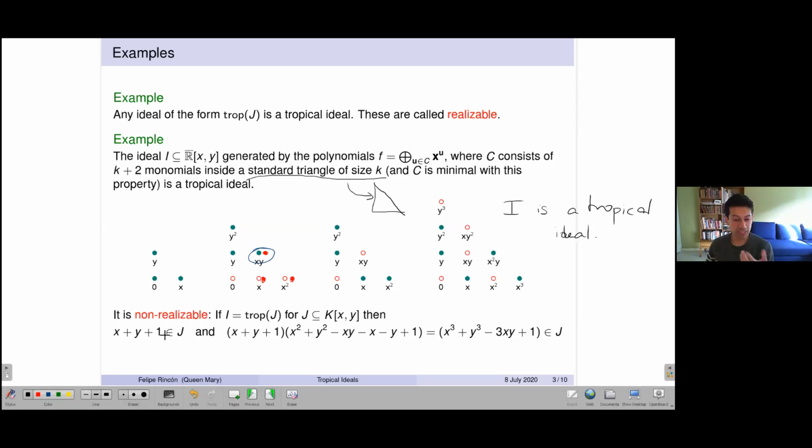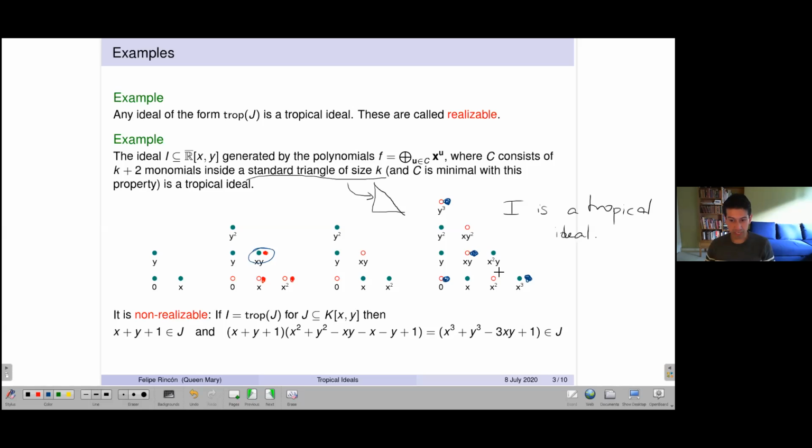But then if this polynomial is in J, all multiples of it have to be in J. And in particular, this carefully chosen multiple, if you take x plus y plus 1 and you multiply it by this quadratic polynomial. Here the coefficients are chosen specially so that there's a lot of cancellation happening when you expand this out. And then what you get at the end is x cubed plus y cubed minus 3xy plus 1. So this would be forced to be in J, but let's see, x cubed corresponds to this monomial here. Y cubed is this top monomial here. xy is this monomial in the center. And 1 is the constant monomial.